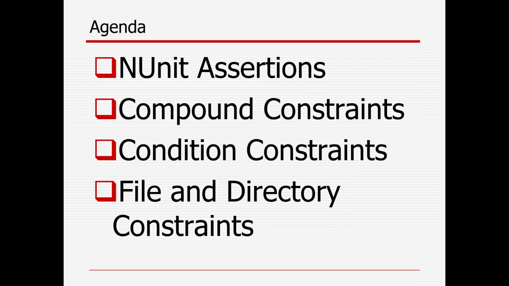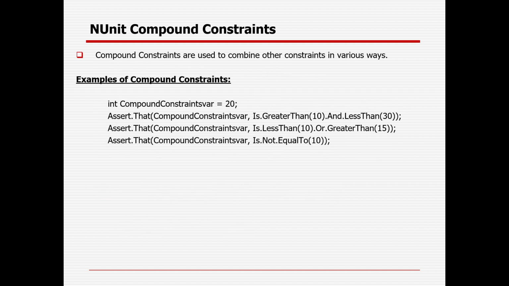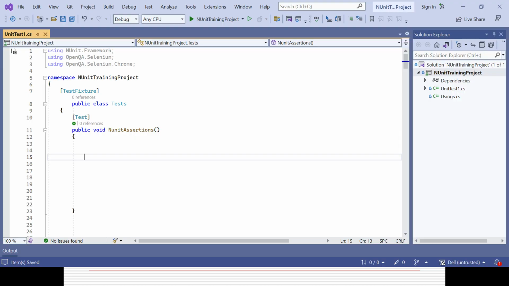In today's session, you will learn the compound, condition, file and directory constraints that can be used in NUnit assertions. So what is an NUnit compound constraint? In case you want to give multiple conditions at the same time, you can use a compound constraint. Compound constraints are used to combine other constraints in various ways for NUnit assertions. So you can use an and condition, an or condition, or a not condition. Let's see how you can use the compound constraint in NUnit assertions.